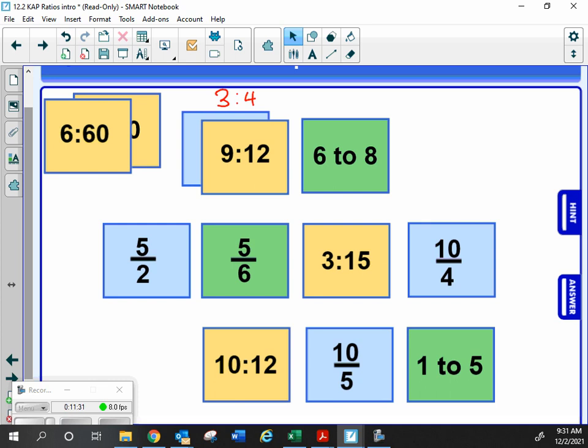Okay, and that would get you? Okay, so she said that 10 over 4, we can divide them both by 2 to get 5 over 2. Do we have that option? Yes. Okay. 6 to 8. What can we do with 6 to 8, Maria?